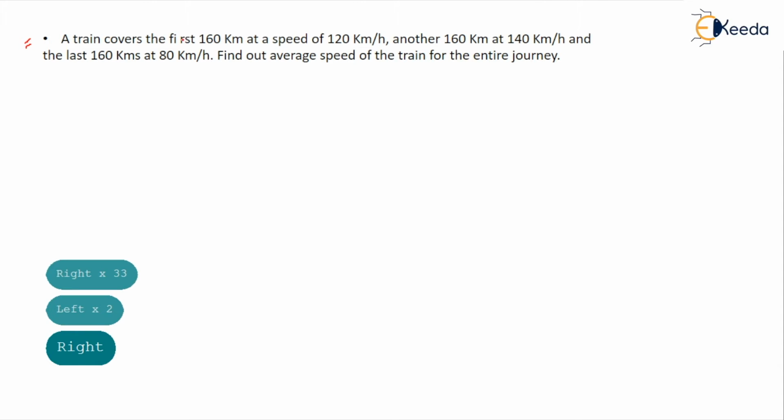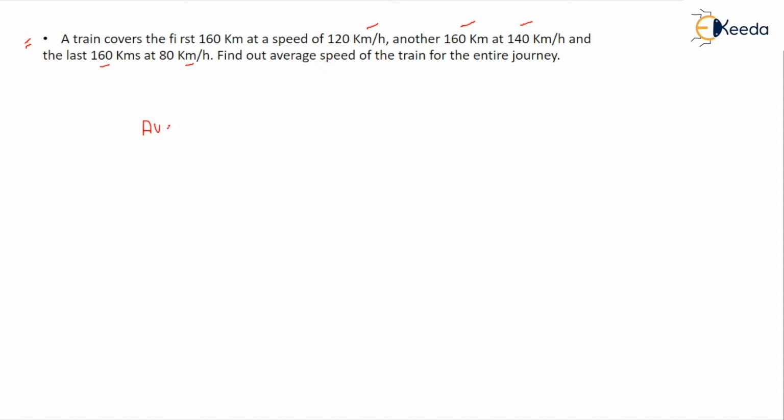The question here is: a train covered the first 160 km at a speed of 120 km per hour, another 160 km at 140 km per hour, and the last 160 km at 80 km per hour. Find the average speed of the train for the entire journey. So we know that average speed is total distance upon total time, right?